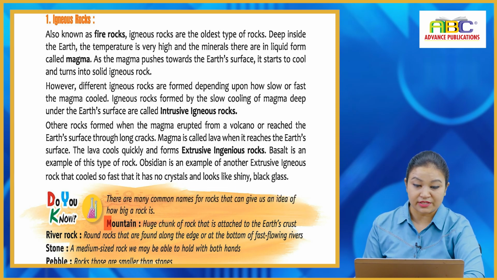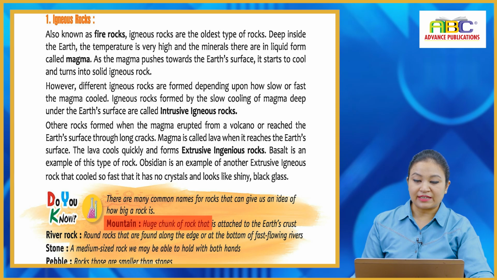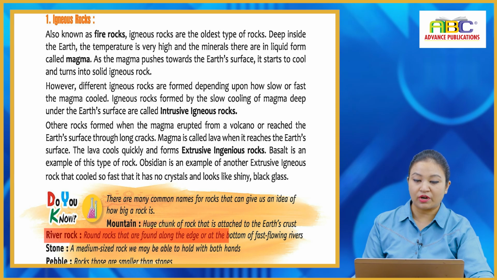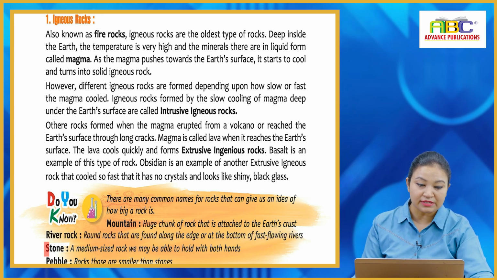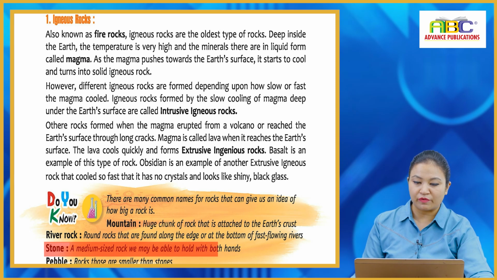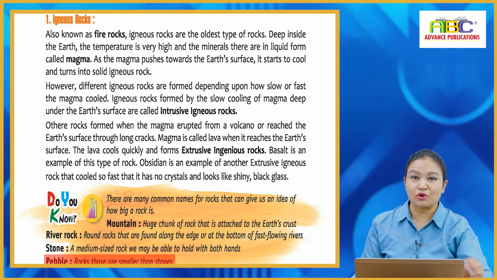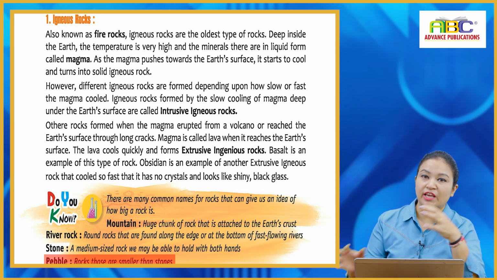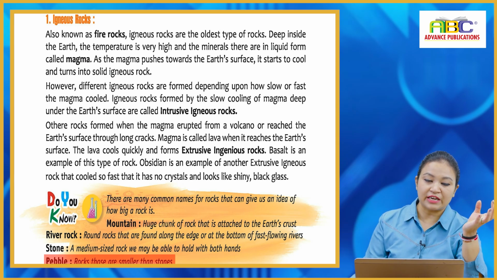big a rock is? Mountains: huge chunks of rock that are attached to the earth's crust. River rock: round rocks that are formed along the edge or at the bottom of fast flowing rivers. Stone: a medium sized rock we may be able to hold with both hands. Pebbles: rocks that are smaller than stones. So here some rocks are given according to their size. As you see, in mountains there are very huge rocks, and in rivers you see round pebbles.